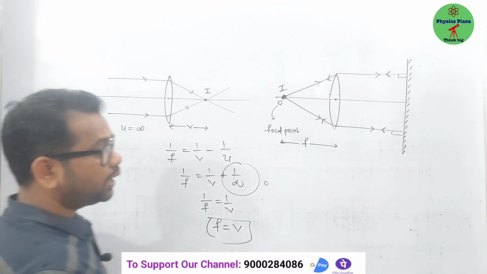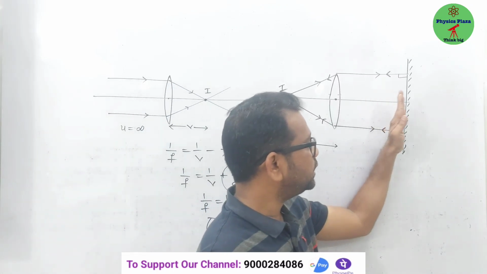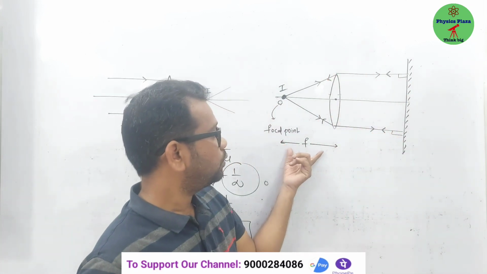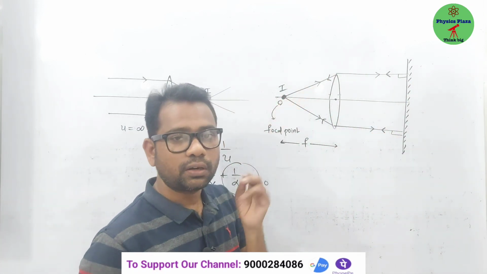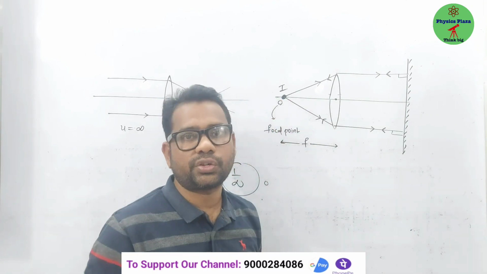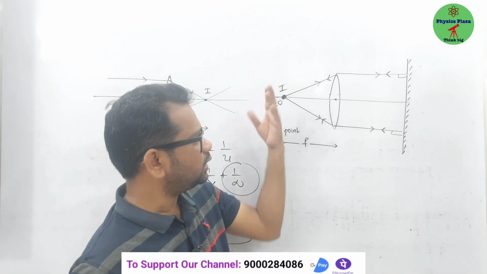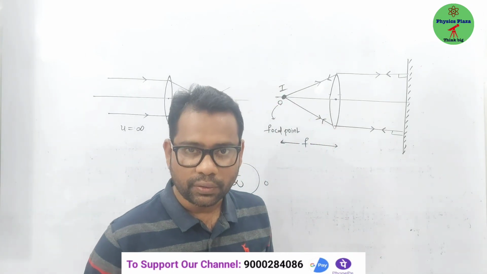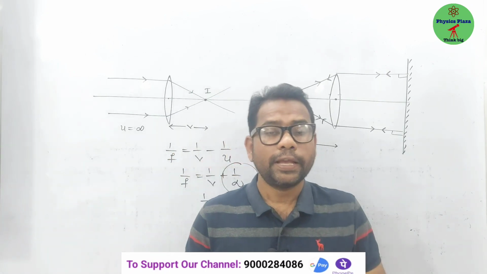Fine, children. And here, one more thing: by changing the distance of the mirror from the lens, will there be any change in the image distance, children? No, there won't be any change. There won't be any change in the characteristics of the image. The focal length, image distance, nature, characteristics, everything is the same only.